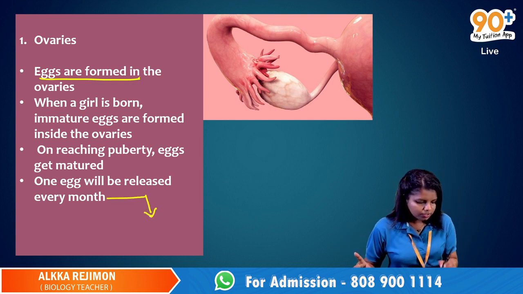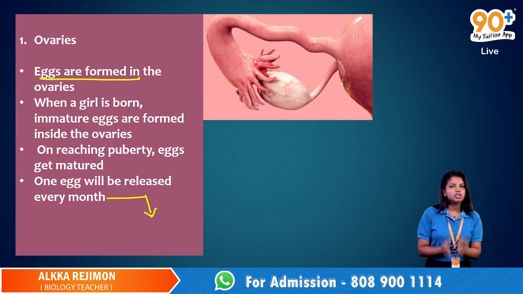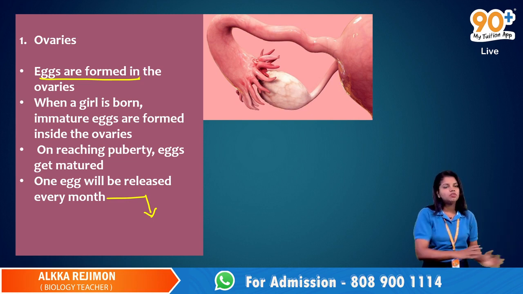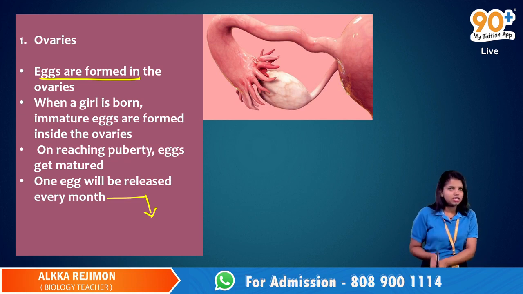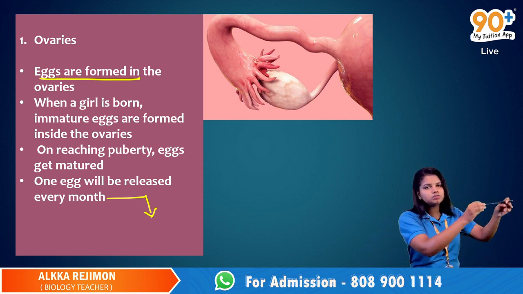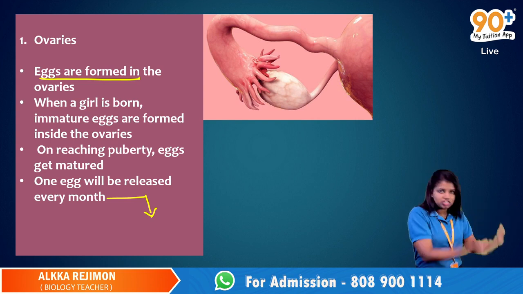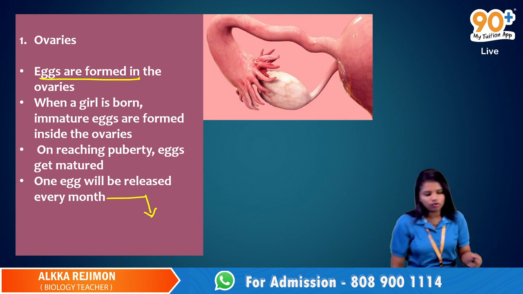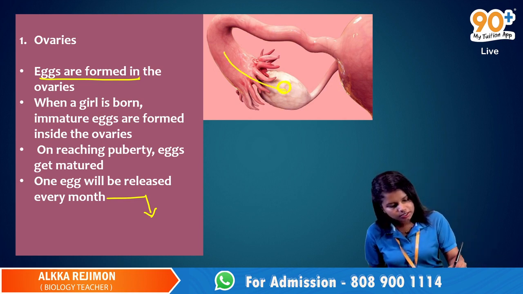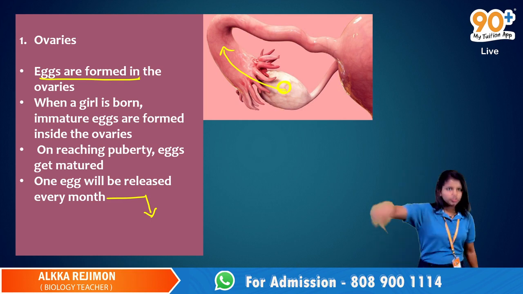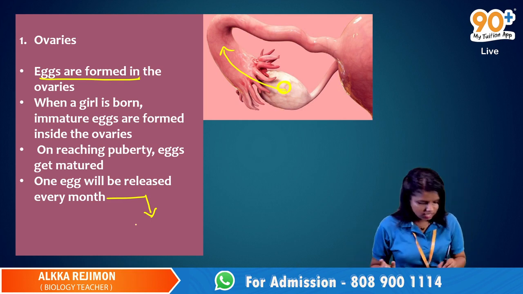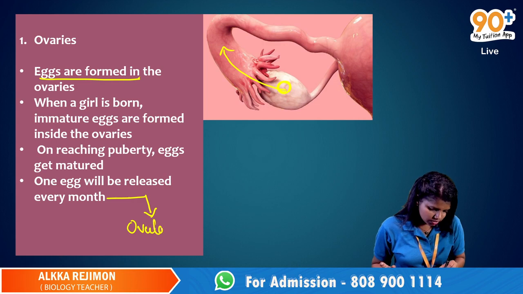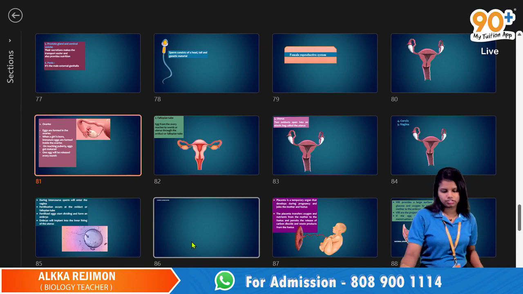So when a girl baby is born, the ova that the woman needs to produce in her entire life are already present inside her ovary. Each month these small ovules get matured and become a mature ovum or mature egg and get released out of the ovary. It gets out of the ovary through the fallopian tube or the oviduct, and that process is called ovulation. So every month the ovum comes out of the ovary, which is called ovulation.